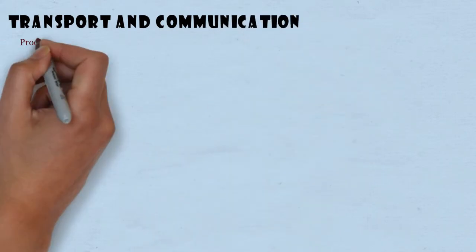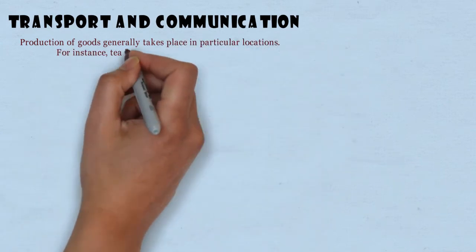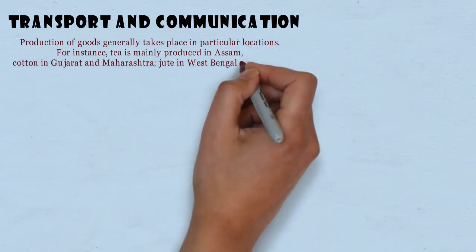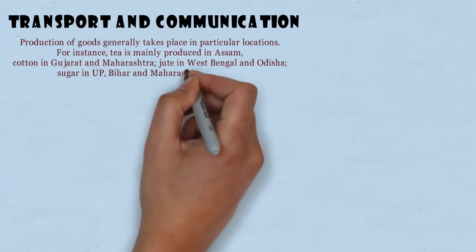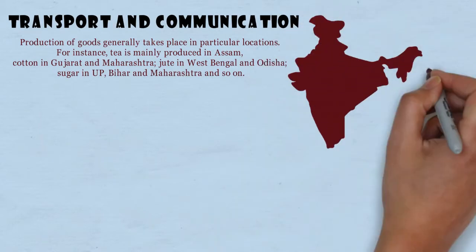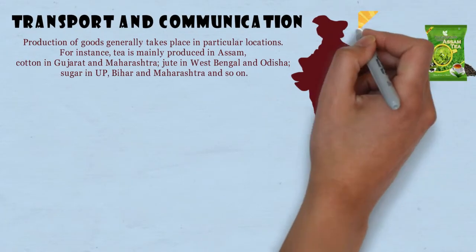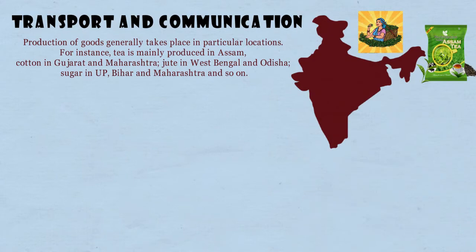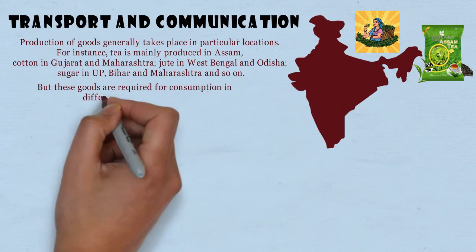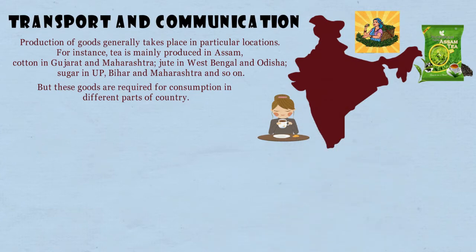Production of goods generally takes place in particular locations. For example, in India, tea is mainly produced in Assam, cotton in Gujarat and Maharashtra, jute in West Bengal and Odisha, sugar in UP, Bihar and Maharashtra, and so on. Let's take the example of Assam tea, which is mainly produced in Assam, but it is distributed and consumed all over India. This is where transportation comes into place because these goods are required for consumption in different parts of the country.